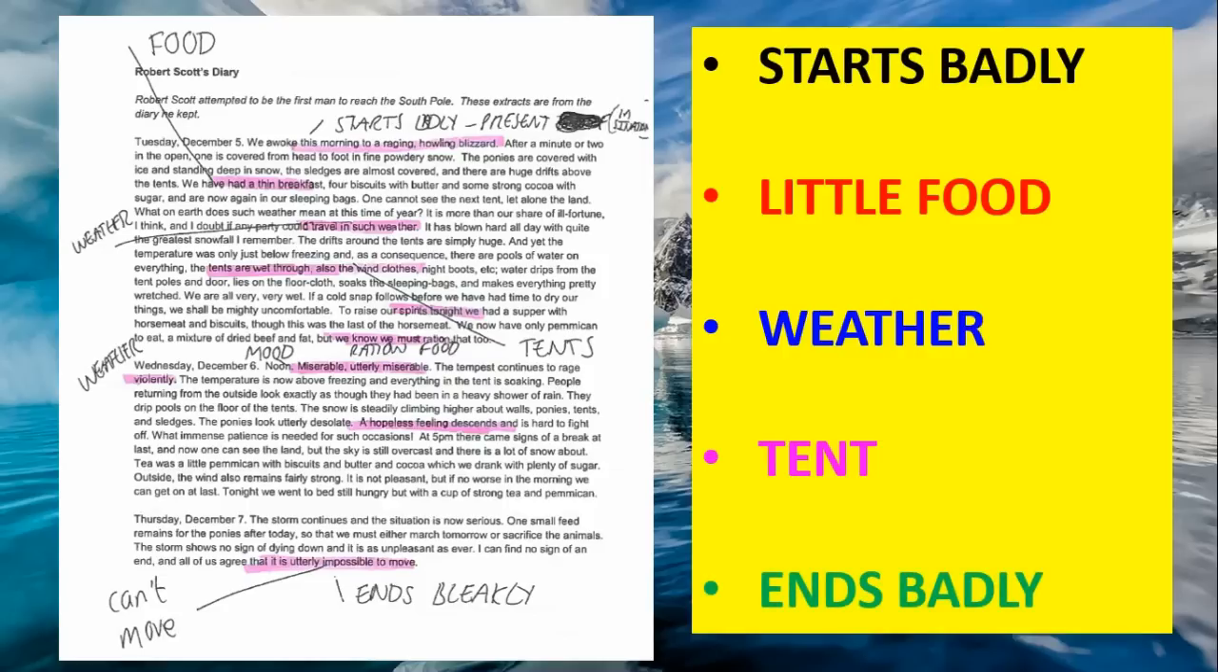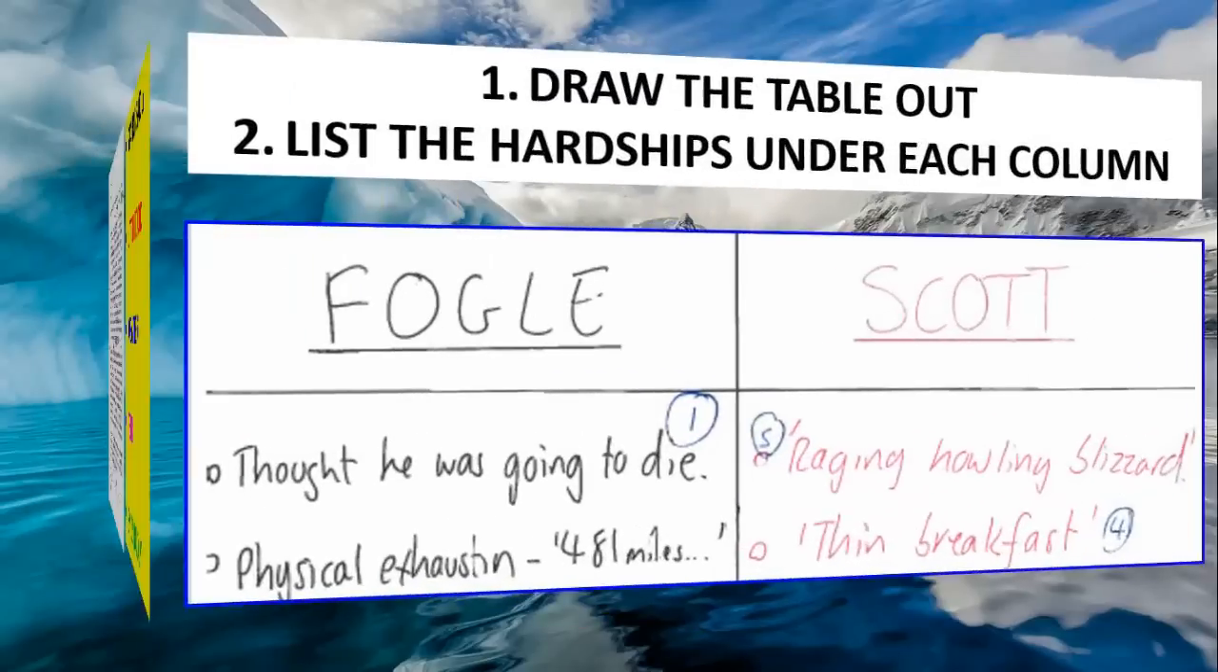And this one ends badly. So the Ben Fogle one ended on a high. This one ends really badly. It's almost at the state where they think they're going to die. It's an absolute hopeless situation. Other things we could have talked about were, again, the weather is awful. It's utterly miserable. His mood is really bad and he feels like the situation is hopeless.